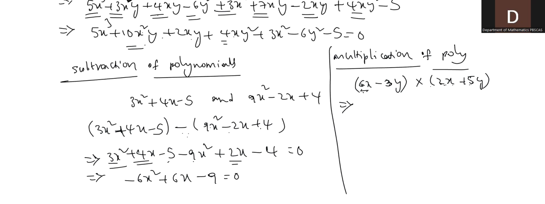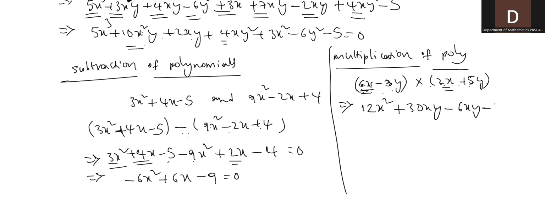So the term with 6x is done. Plus, the same 6x with 5: 6 fives are 30, x into y is xy. And similarly, multiply −3y with these two terms. −3 into 2x is −6xy. Minus into plus is minus: 3 fives are 15, y into y is y².